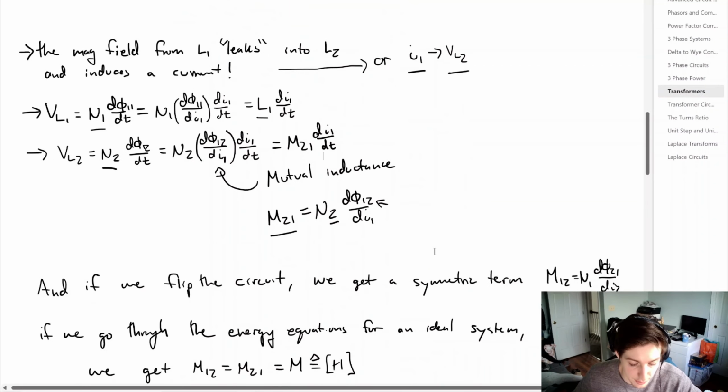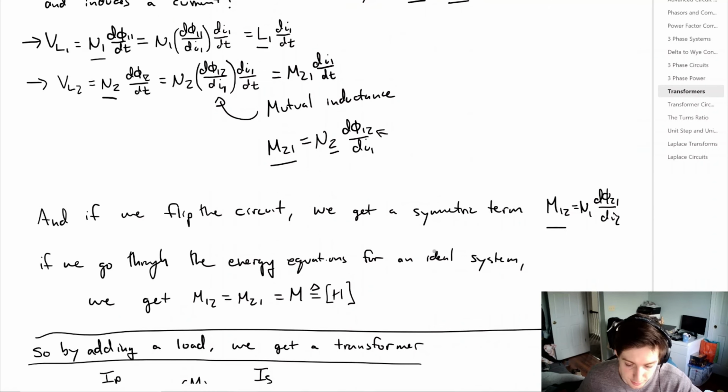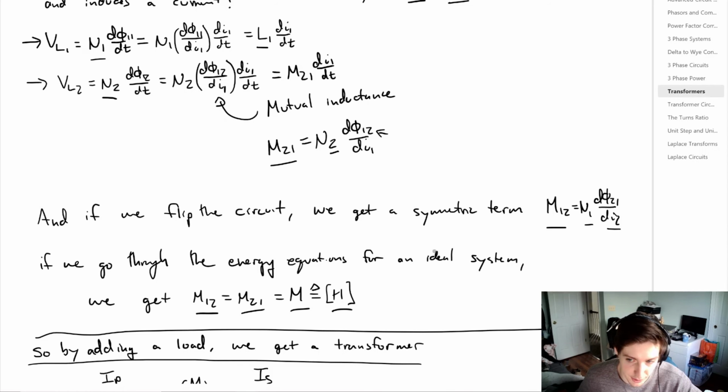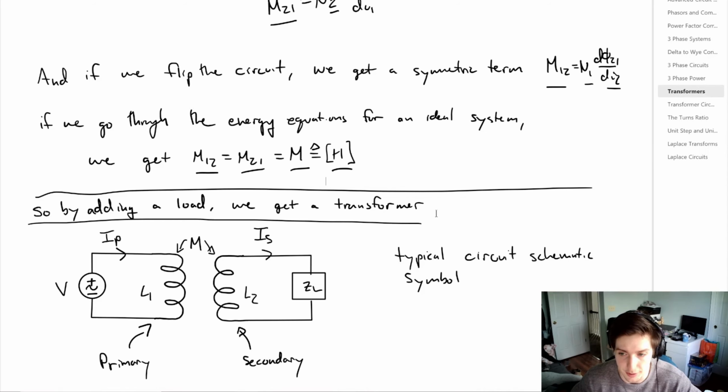And if we flip the circuit to the other side, we get a symmetric term, M12 equal to N1 times the derivative of φ21 with respect to I2. But assuming conservation and ideal systems, we can say that M12 is equal to M21, which is just going to be the mutual inductance, and that's given in the unit of henries. So a transformer is essentially two coils of wire that are close enough that the current of one can impact the current of the other coil.